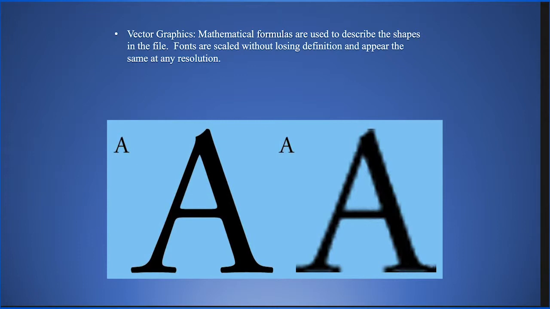In vector graphics, mathematical formulas are used to describe the shapes in the file. The fonts are scaled without losing definition and will appear the same at any resolution because the formula determines what the picture is. When you have a resolution for your screen, it's always going to look sharp because whatever size you make it, it's always going to determine where the image is going to be after it has looked at the mathematical formula instead of just taking a box and making it bigger as it would with raster.